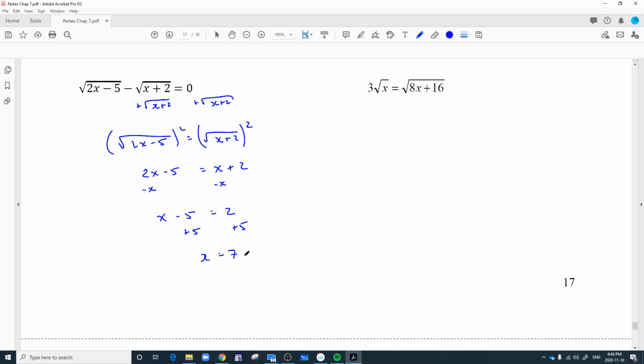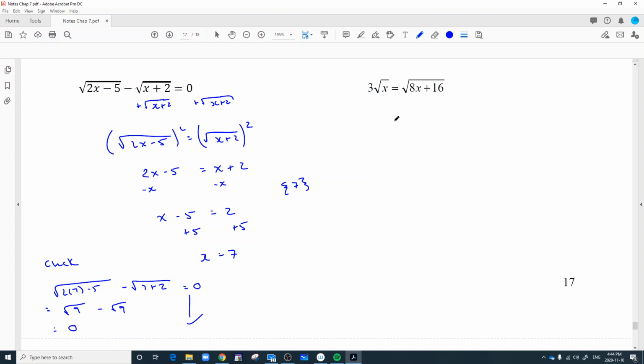This is a proposed solution, so now I have to check. So square root of 2 times 7 minus 5 minus the square root of 7 plus 2, does that equal 0? Well, this is the square root of 14 minus 5 is the square root of 9, and then this is also the square root of 9. 3 minus 3 is 0. So we're good, and 7 is my solution.